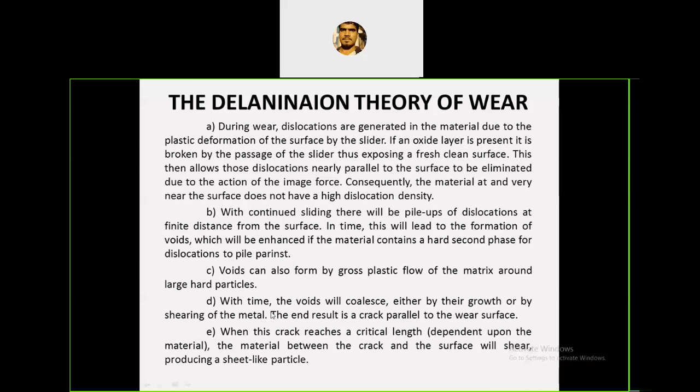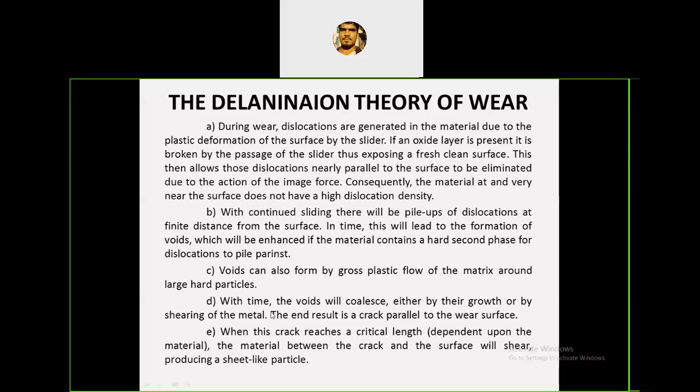And here, during the wear, dislocations form. A dislocation means a void. Dislocations will take place in the material due to the plastic deformation of the surface by the slider. It's either sliding or rolling, whatever it may be, any type of wear. And if an oxide layer is broken by the passage of the slider, it exposes a fresh, clean surface. That is just a proof of the wear.